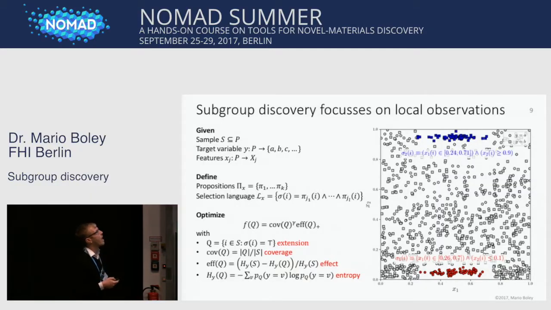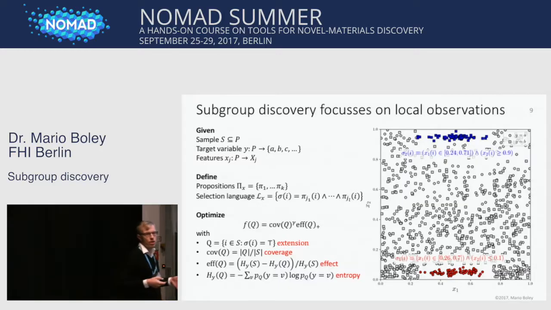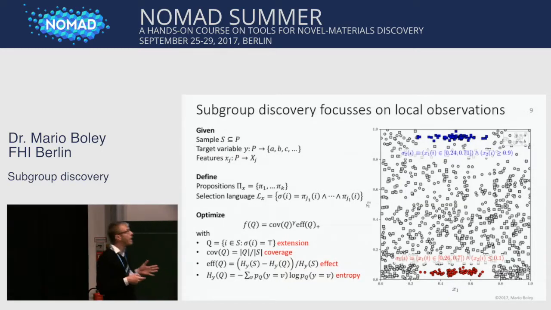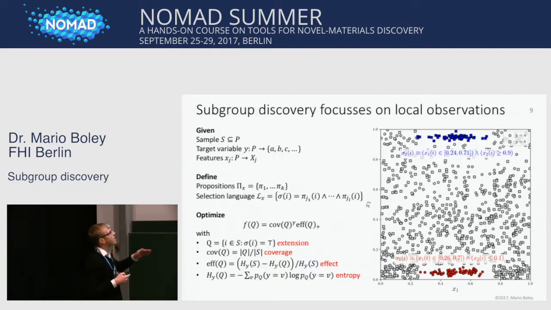So one other thing is, whereas in the decision tree example, or generally in global predictive machine learning, I'm always optimizing one model. In this subgroup discovery optimization, I have this selection language, and ultimately I can rank all the possible selectors that I have according to my objective function.